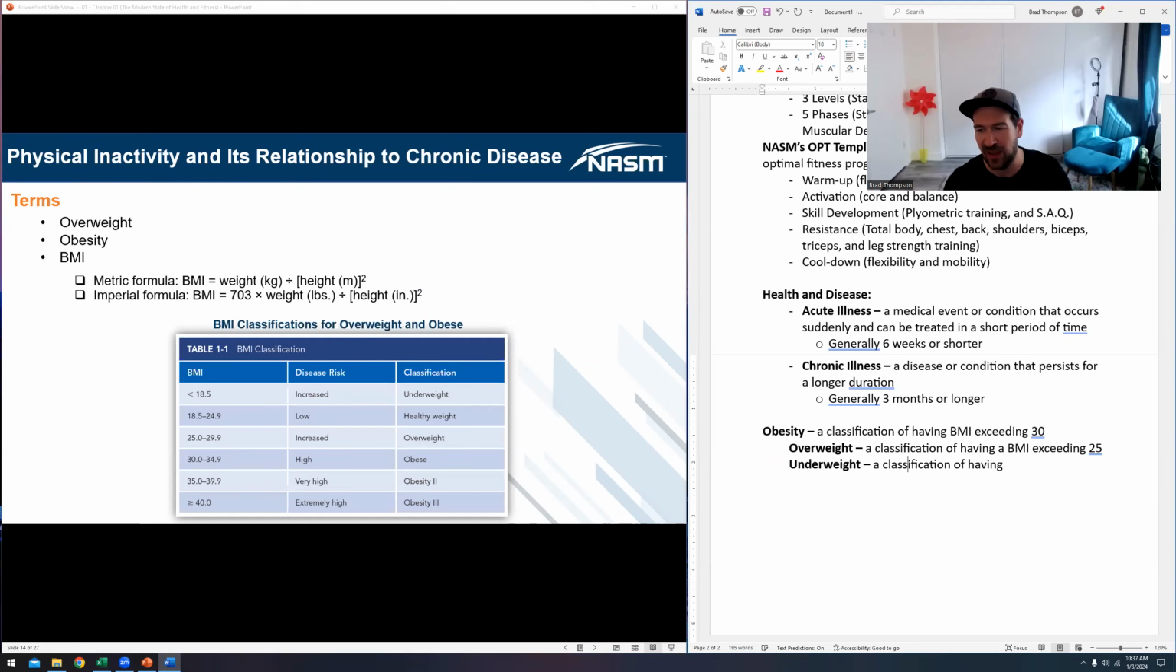Then we are also going to occasionally see underweight, which is a classification of having a BMI under 18.5. So what do I mean when I say BMI? That is your body mass index, or BMI. This is a calculation of height versus weight.